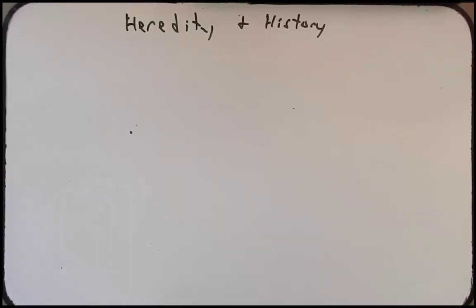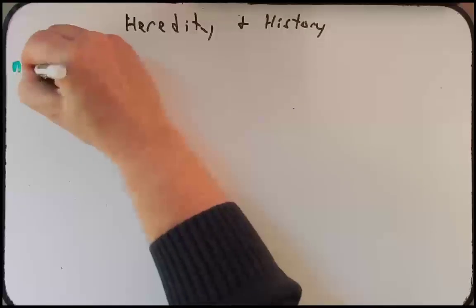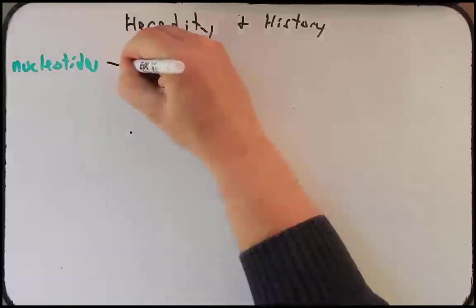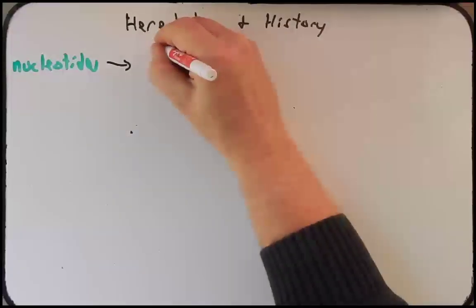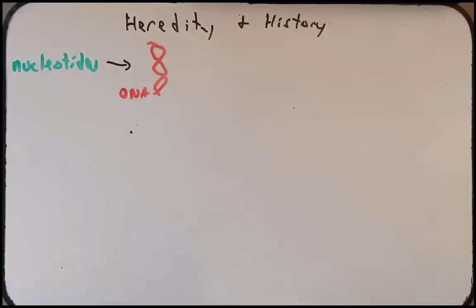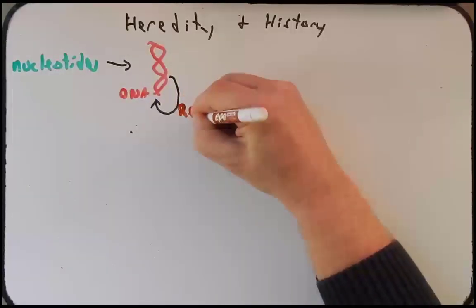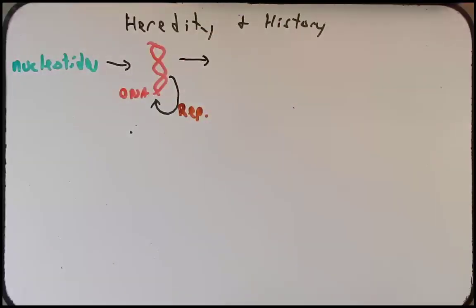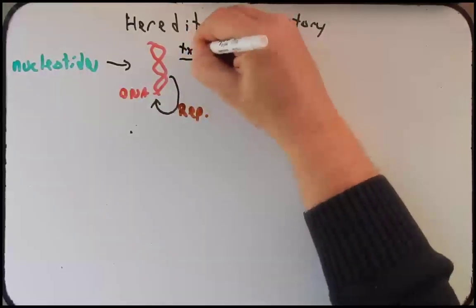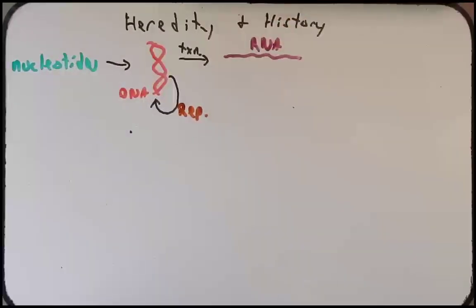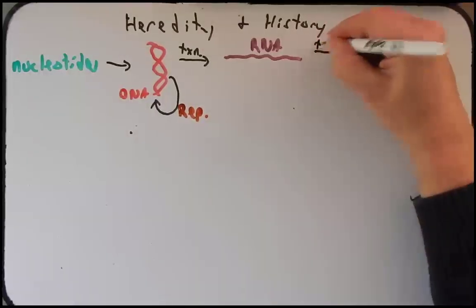Remember, during that first unit of material, we talked about nucleotides. And we talked about how nucleotides could be strung together to make DNA. Also in that first unit of material, we talked about how this DNA could be replicated. Then as we moved on to the second unit of material, we talked about how this DNA could be transcribed, TXN for my abbreviation for transcription, to RNA. And we talked about many different kinds of RNA. And we talked about how this RNA could be turned into a protein through the process of translation.